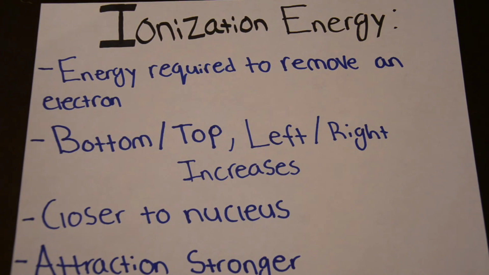As I mentioned before, with fluorine, the energy levels are very close to the nucleus, and because of that the attraction is so strong that it's almost impossible to remove an electron from there. So what it does is it just gains one.